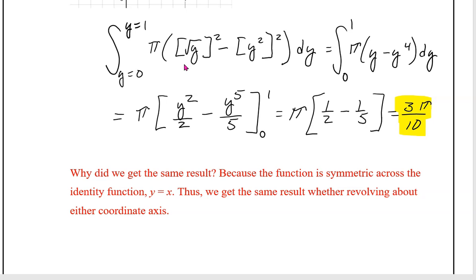When we square y squared, we get y to the fourth. This becomes a simple integral to evaluate. Don't forget to plug in the limits of integration, which are y values. Again, we got 3 pi divided by 10. Why did we get the same result? We saw previously that typically when you revolve about a different axis of revolution, your shape and your volume are completely different. Why not in this particular case?